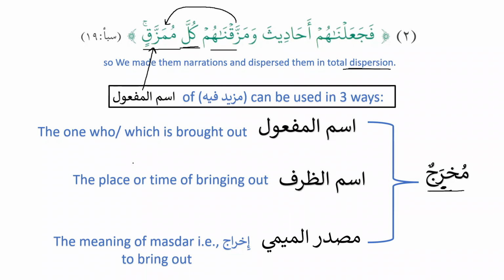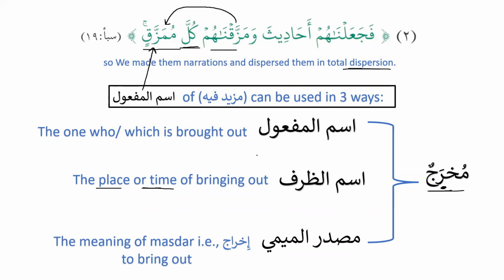First of all, ismul maf'ul, the one who, or the one which is brought out. So if something is, or someone is brought out, it will be ismul maf'ul. Ismul dharf, the place or time of bringing out. So if it refers to time, then it will be ismul dharf. And masdar al-mimi, it will give the meaning of the masdar. For example, it will give the meaning of ikhraj, to bring something out. So now it depends on the context.